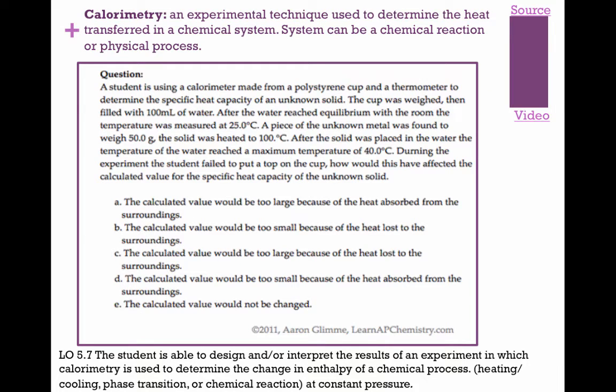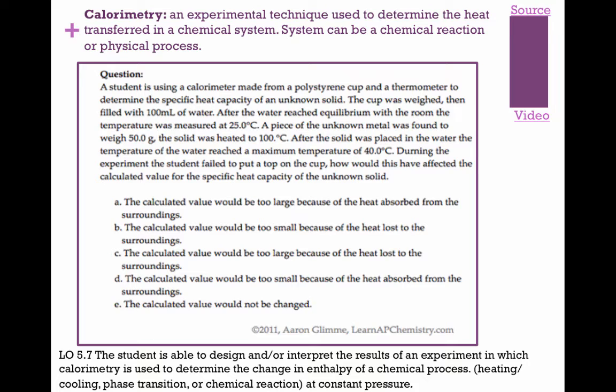So here's a question. You guys will be able to work with your groups. This is a multiple choice. They do ask lab-based multiple choice questions where no math is involved, but you're basically analyzing. A student is using a calorimeter made from a styrofoam cup and a thermometer to determine the specific heat capacity of a solid. The cup was weighed, filled with 100 milliliters of water. Just a quick check. What's the density of water? 1. Make sure you know that, because it'll tell you, like on the multiple choice today, assume the density of water. Just don't forget little things like that.